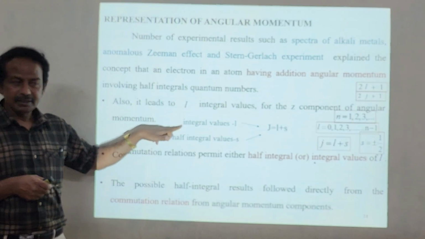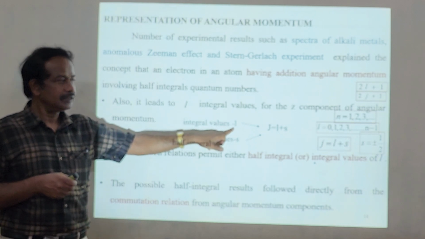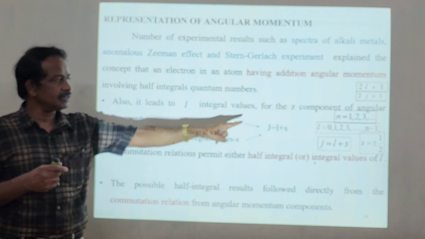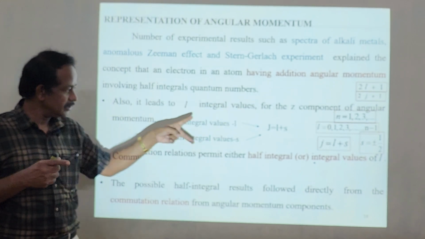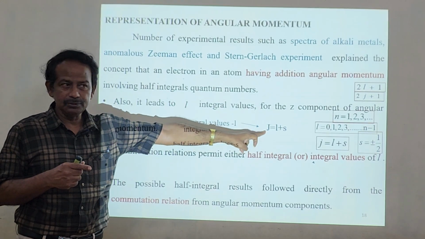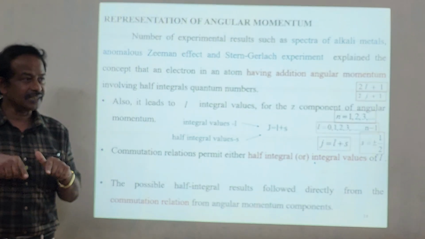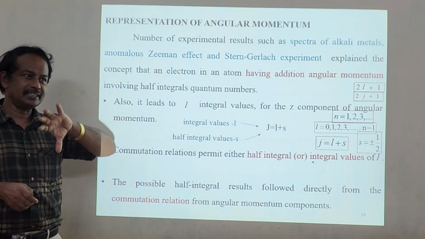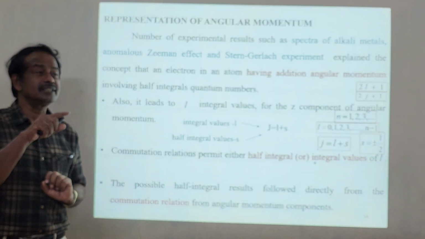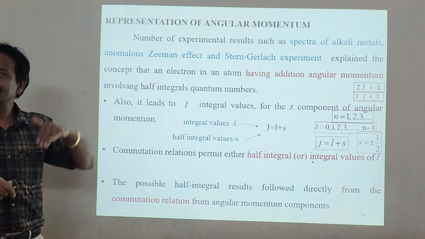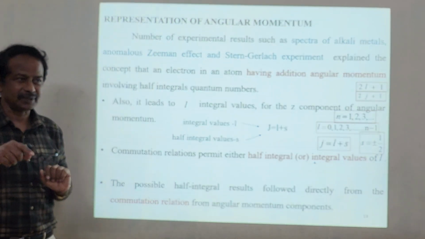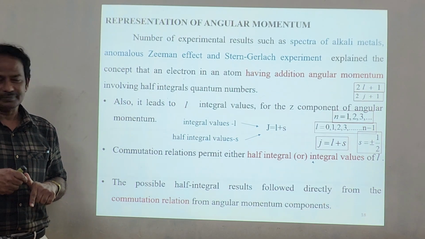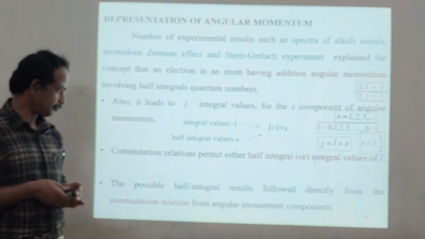As I said, the integral values of L will be exactly like 0, 1, 2, 3. The half integral value of S will be plus or minus half. You add these two, and that will give you J. J will contain both integers as well as half integers, which will satisfy that the total number of values is 2J plus 1. So earlier we said 2L plus 1. Now we are going to say 2J plus 1. Okay, so that's the idea.